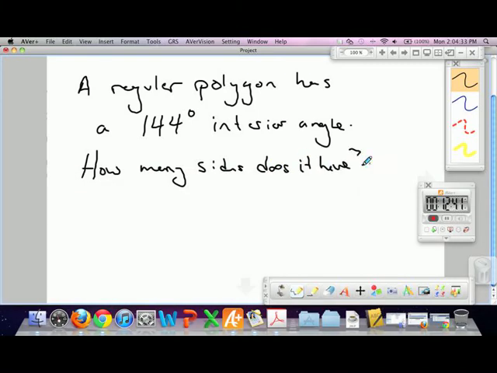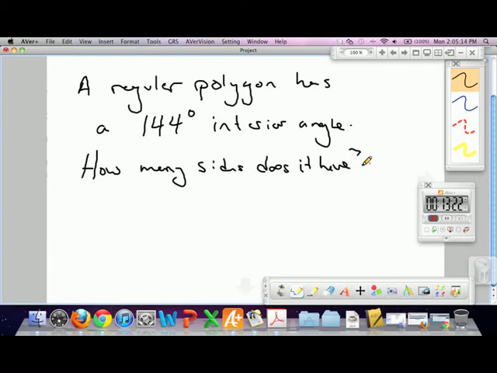A regular polygon has a 144 degree interior angle. How many sides does this thing have? Well, let's think about this. If it has a 144 degree interior angle, one of them is 144 degrees. How would we find the sum of the angles? What I'm getting at is let's come up with 2 different ways to calculate the sum of the angles of this regular polygon.